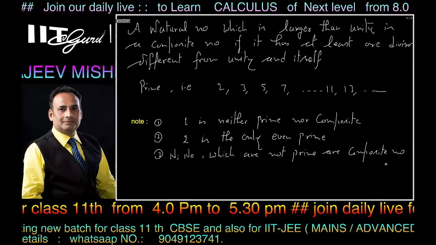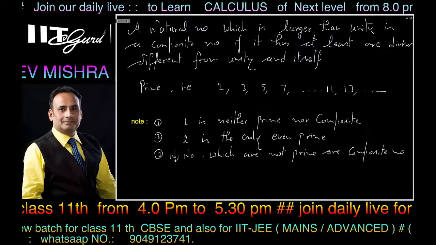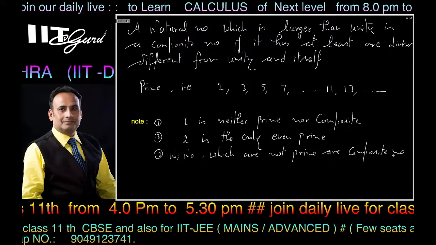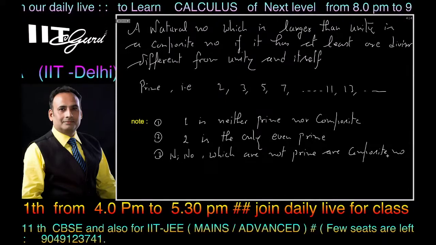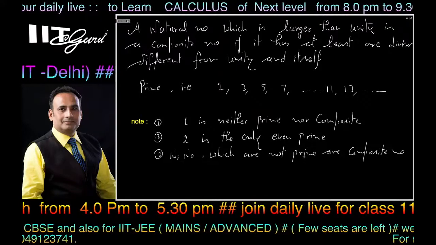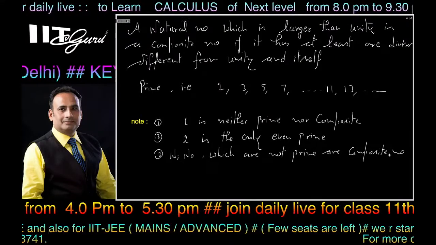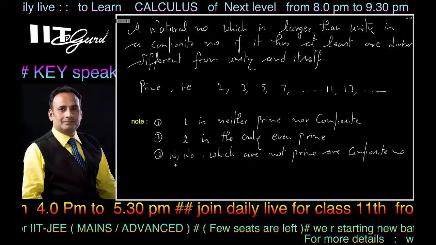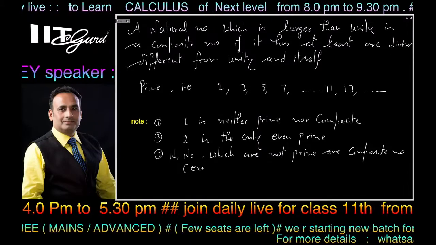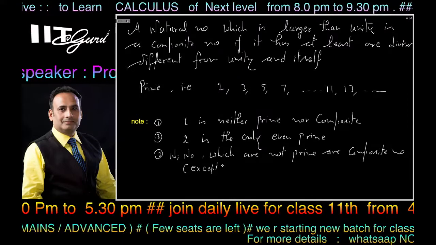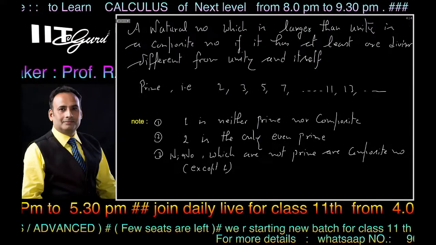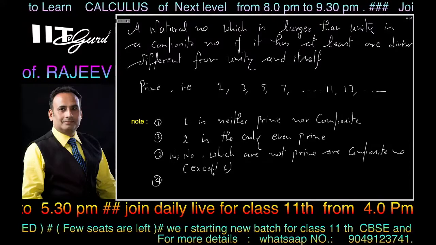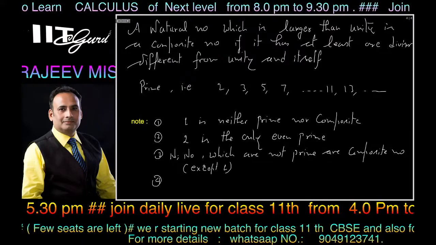Is this statement true or false? If I write that those natural numbers which are not prime are composite numbers, is this true? No, it is not correct. Except one, that should also be mentioned, because one is also a natural number. So we have to say, except one.